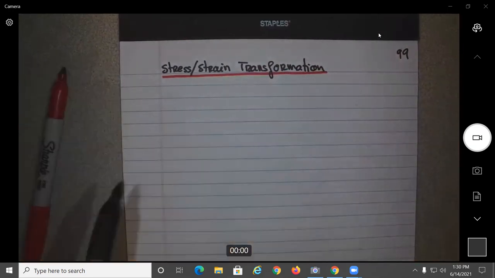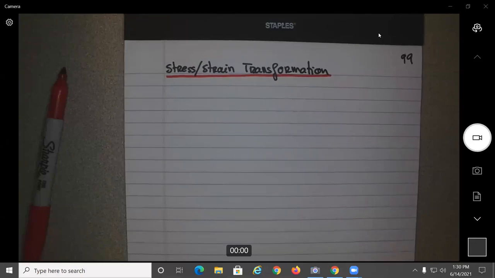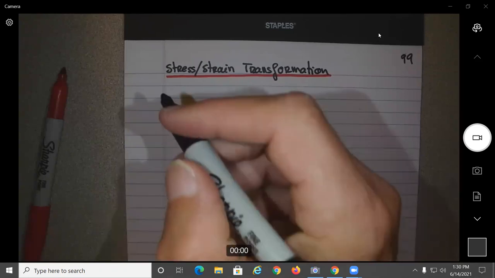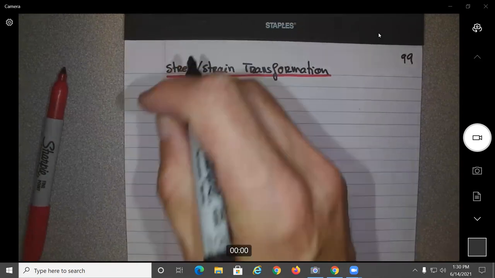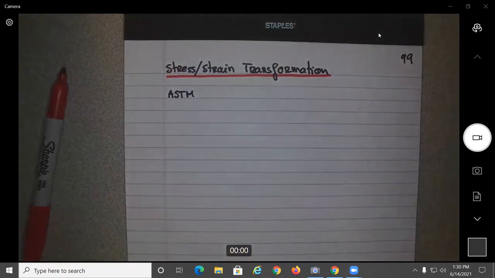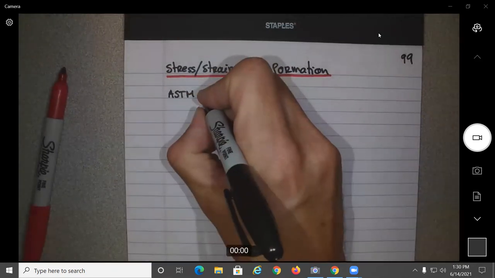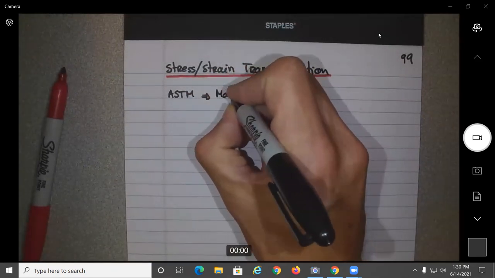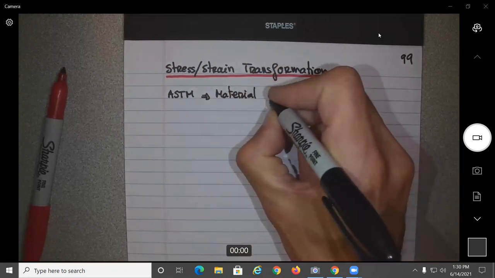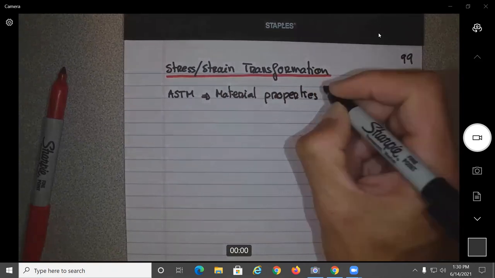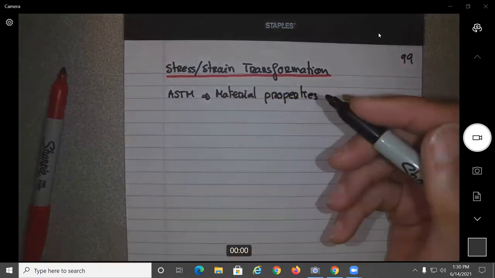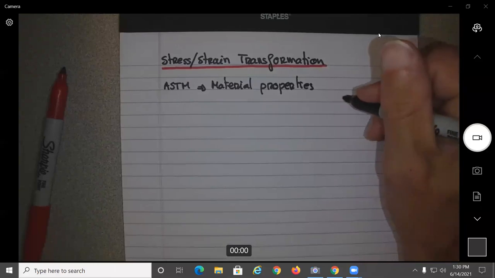Okay, so let me give you the reason to do this stuff. From solid mechanics, probably you have studied that there is the ASTM, American Standard Testing Machine, to test the material properties. Okay, and I don't know if you have done it in the lab or not, but you have that machine.